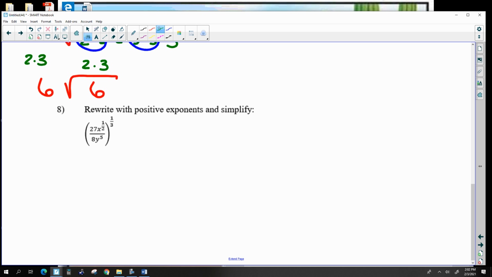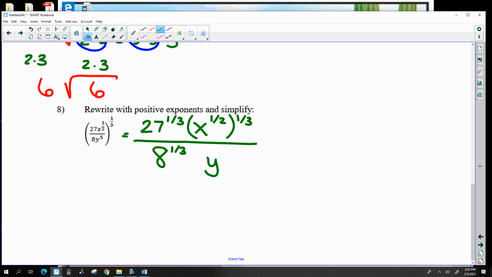Okay, here we have this big, complicated thing, all to the 1/3 power. So this is touching a parentheses. So what this does, applies to all things on the inside. So this is the same thing as saying 27 to the 1/3, x to the 1/2 to the 1/3. I'll talk about that in just a second. 8 to the 1/3, and y to the 5 to the 1/3.